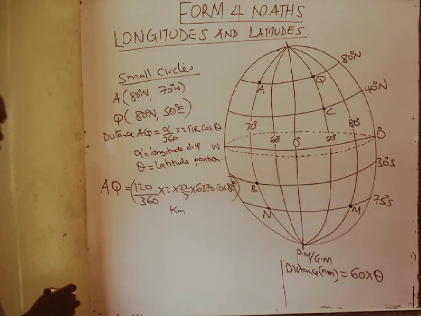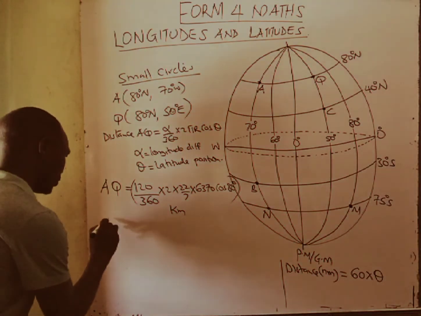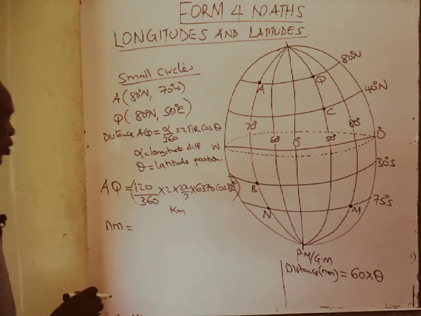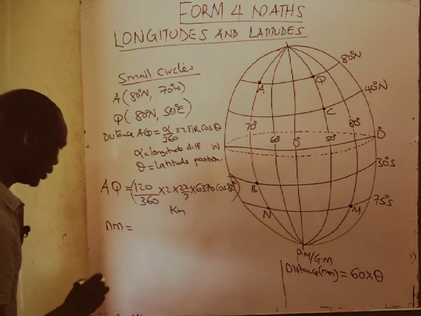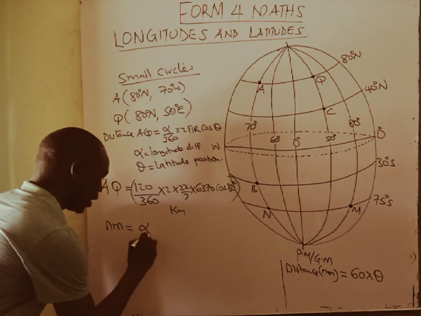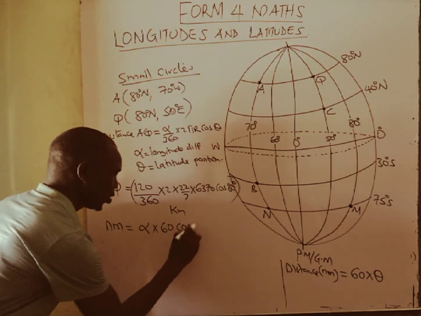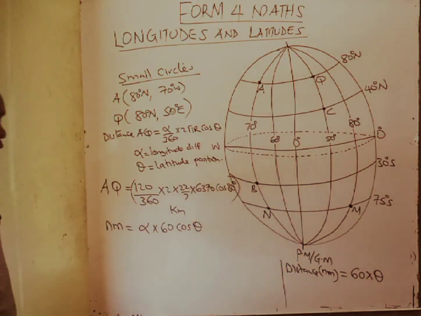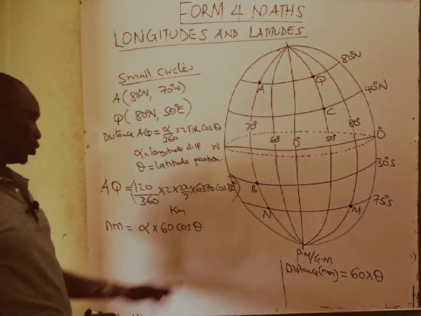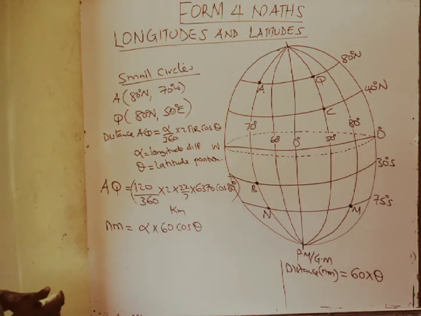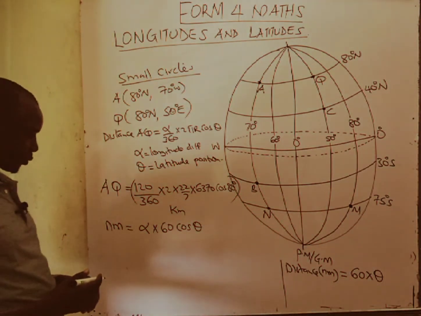You can also be asked to calculate the distance between A and Q in nautical miles. If somebody tells you to calculate the distance in nautical miles and the 2 points lie on a small circle, then we take our alpha, multiply by 60, then cos theta, where theta represents the latitude position and our alpha is the longitude difference.